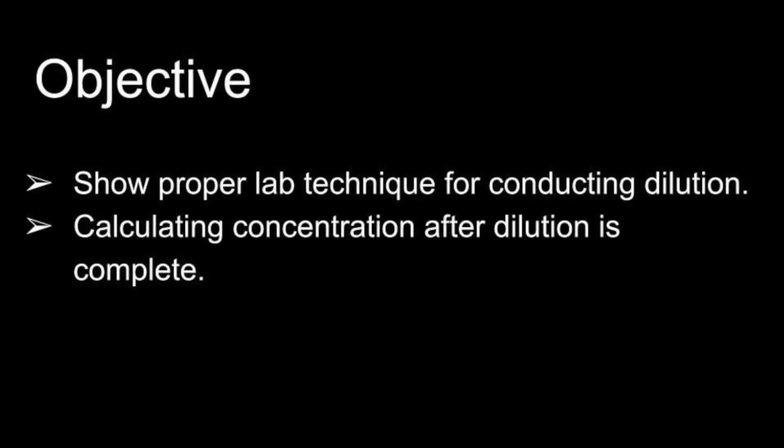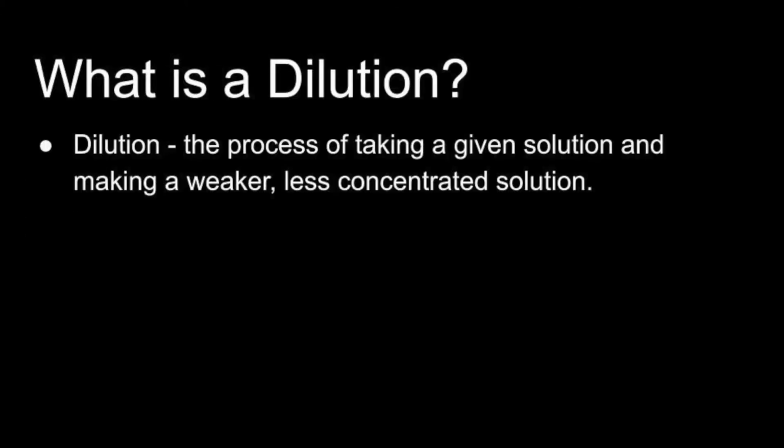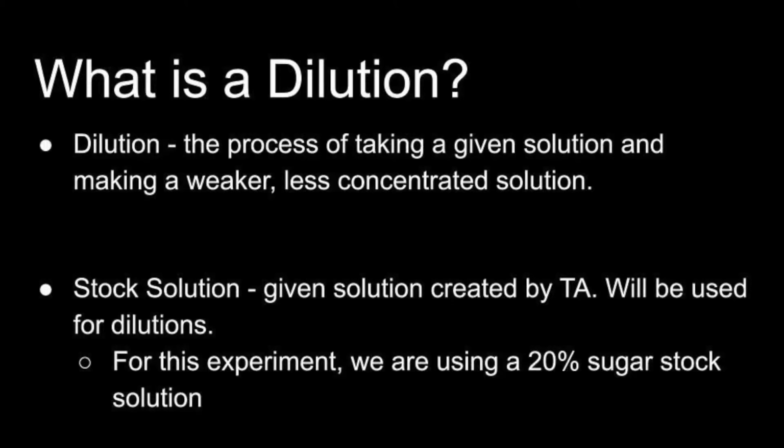In this video, we will show you the proper lab techniques to perform a dilution and calculate the concentration after the dilution is complete. But first, what is a dilution? A dilution is the process of taking a given solution and making a weaker, less concentrated solution. The given solution is often referred to as a stock solution, which is provided by the TA. For this experiment, we were given a 20% sugar stock solution.